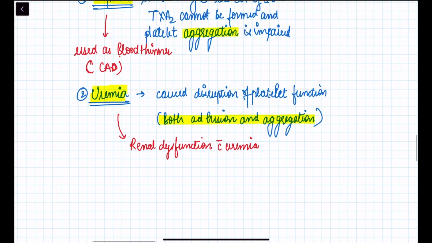Second is uremia. Uremia causes disruption of platelet function. Both adhesion and aggregation are impaired. The mechanism is beyond the scope of this video and for the step 1 exam, but you just have to remember that uremia due to any cause, any renal dysfunction which causes increased urea levels, will cause platelet dysfunction, both adhesion and aggregation.